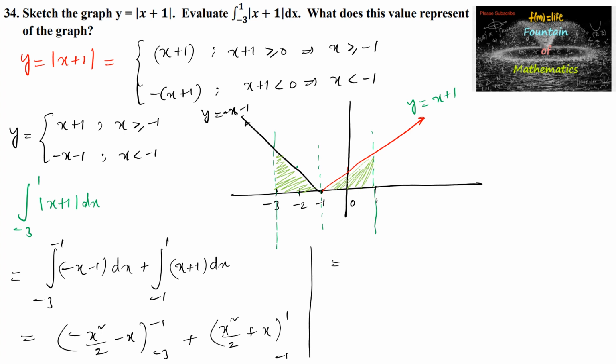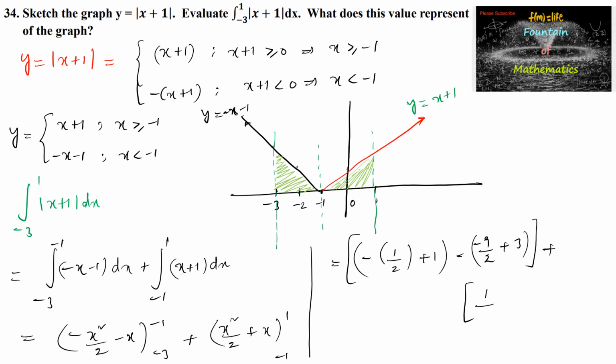Which is equal to, we can write negative of 1 by 2 minus of minus plus 1, upper limit minus lower limit, which is minus of minus 3 whole square, that is minus 9 divided by 2 minus of minus plus 3. Now for the next function, the upper limit: 1 square upon 2 plus 1, minus the lower limit, minus 1 whole square, which is 1 by 2 minus 1.